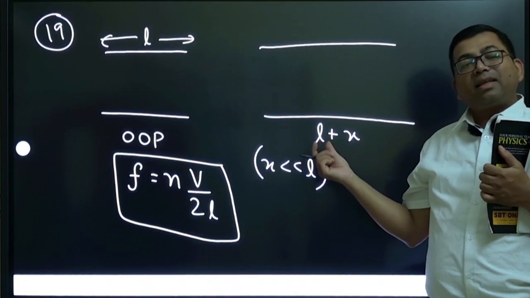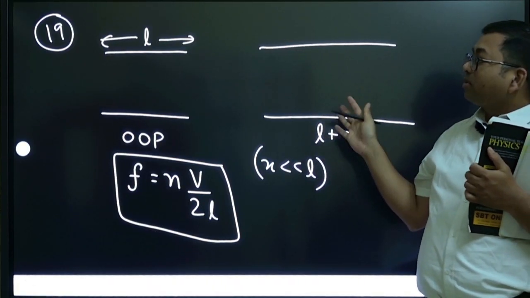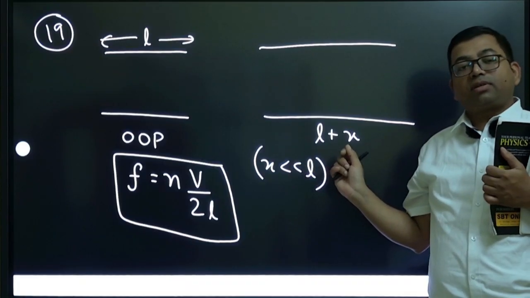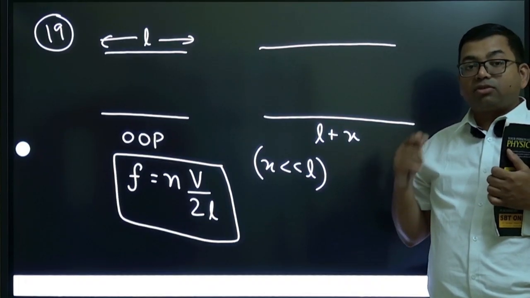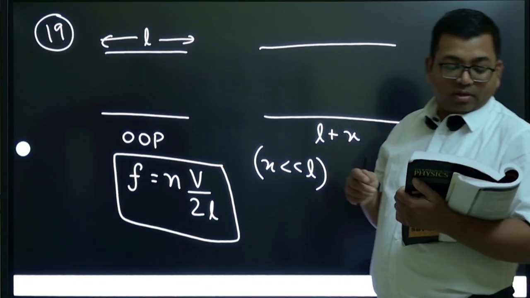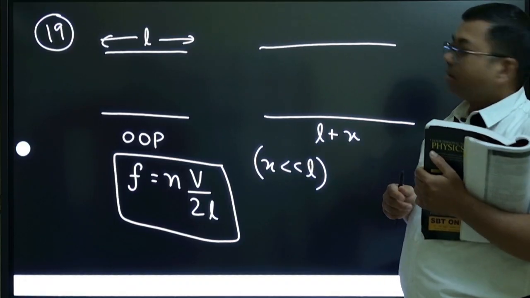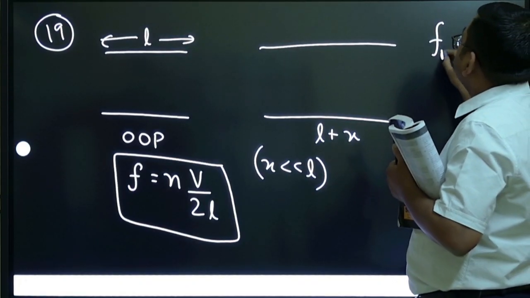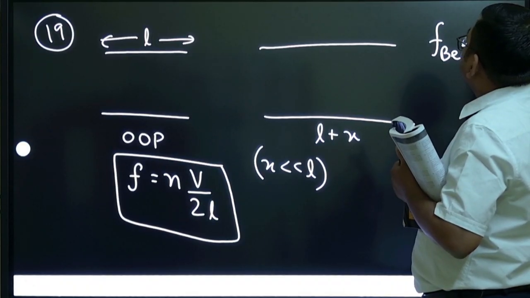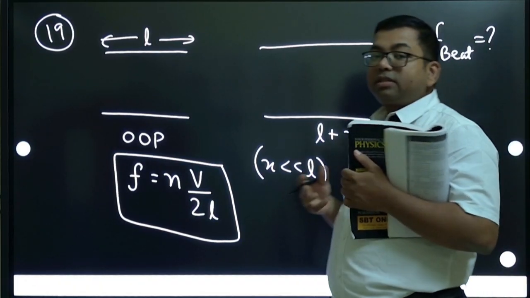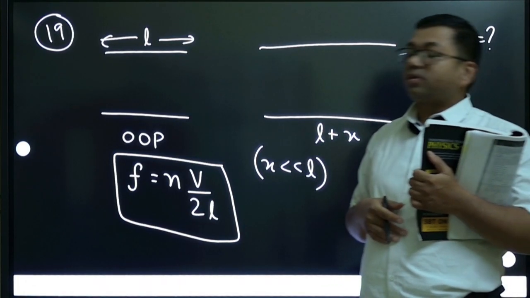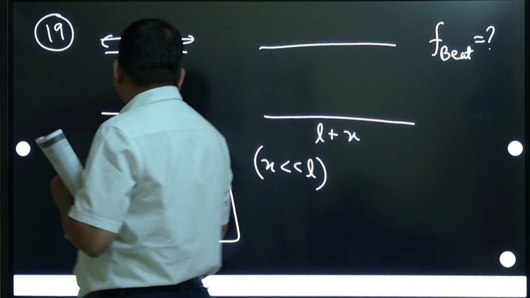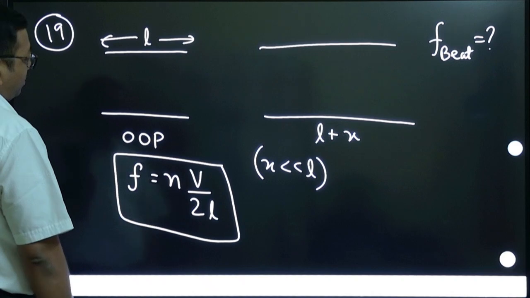The only thing is that the length is a little bit different. This is also an organ pipe, the length is a little bit different. So X is nothing but the change of length. The question is the beat frequency. They are asking what will be the beat frequency. So what is beat frequency? Beat frequency is the difference of the frequencies. So how do you calculate that?